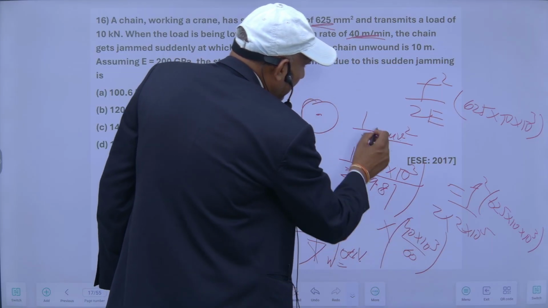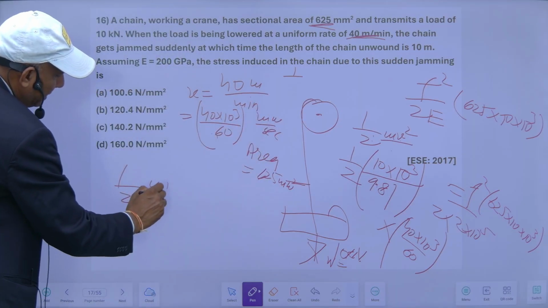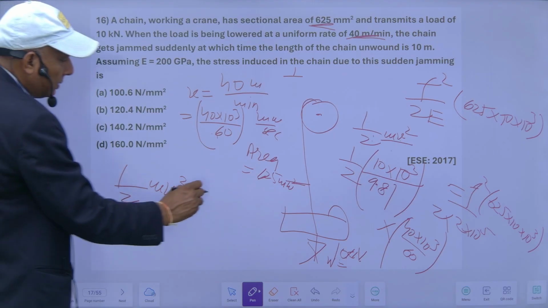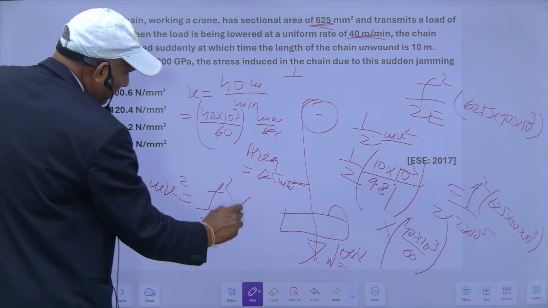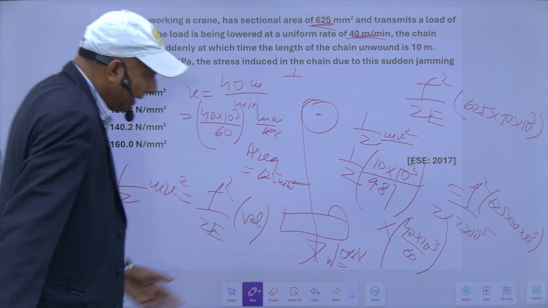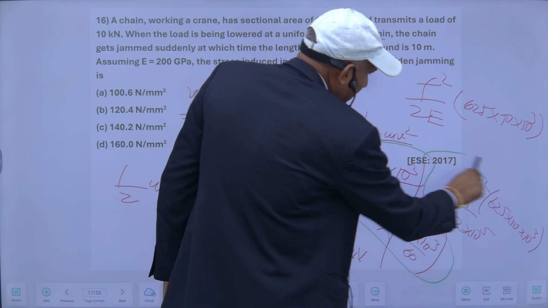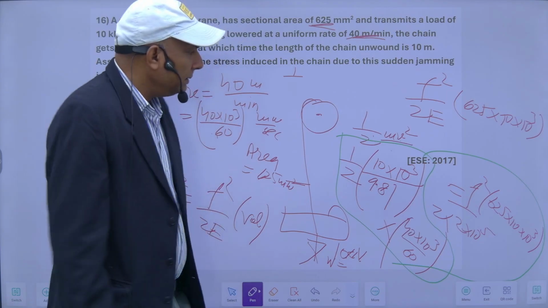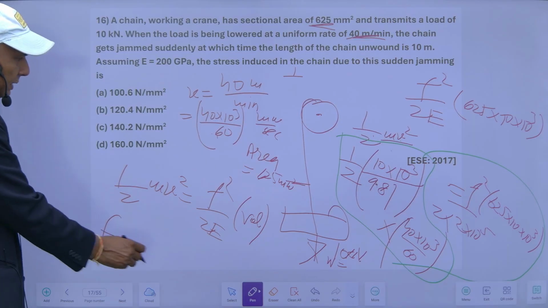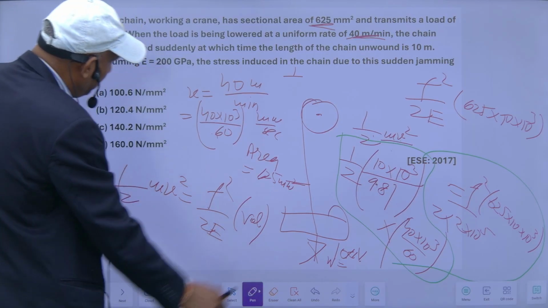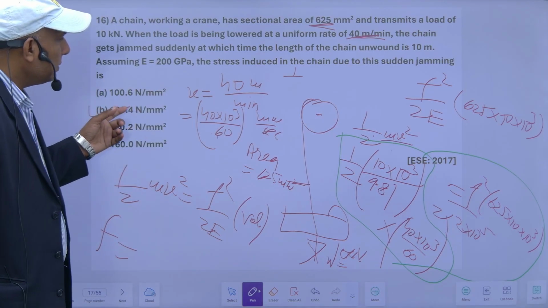So this 1 by 2 mv square, the energy or work done, is equal to F square upon 2E, the strain energy per unit volume, into volume. When I equate these, I will get the value of F, and after calculation the value of F will come out to be approximately here. So this will be the correct answer.